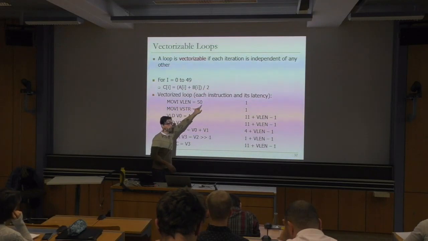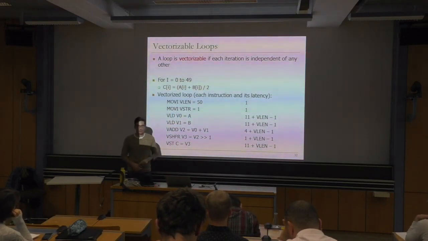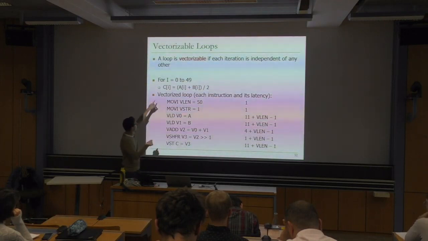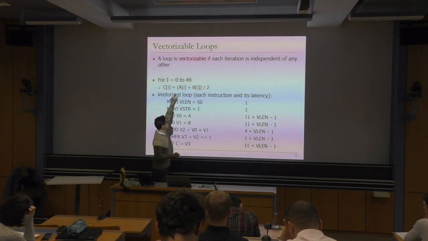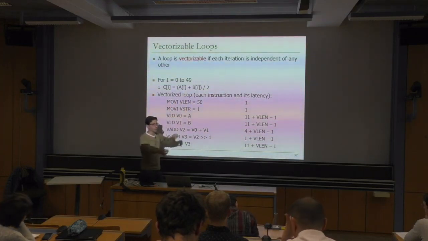First thing to do is set vector length equal to 50, which is the number of iterations that we had in the loop. Next thing is vector stride equal to 1. Why is that? Because we are accessing all consecutive elements.